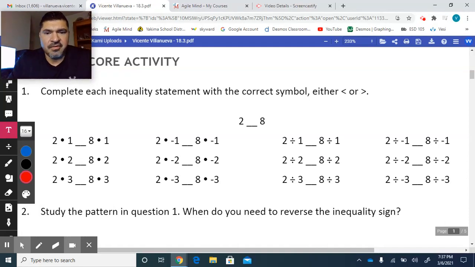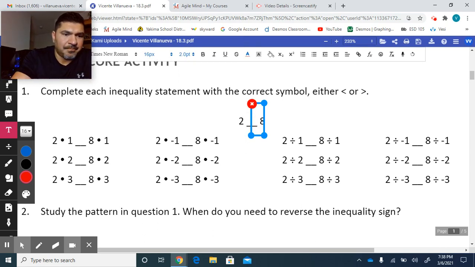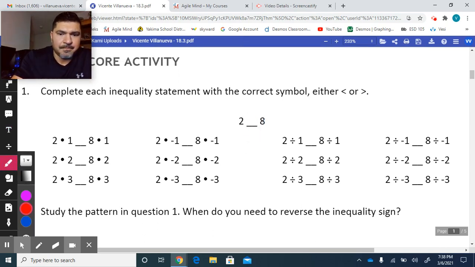Okay, here is the core activity for lesson 3. It says complete each inequality statement with the correct symbol, either less than or greater than. So they start us off with a little warm up here. 2 is less than 8. And let's go ahead and continue these.